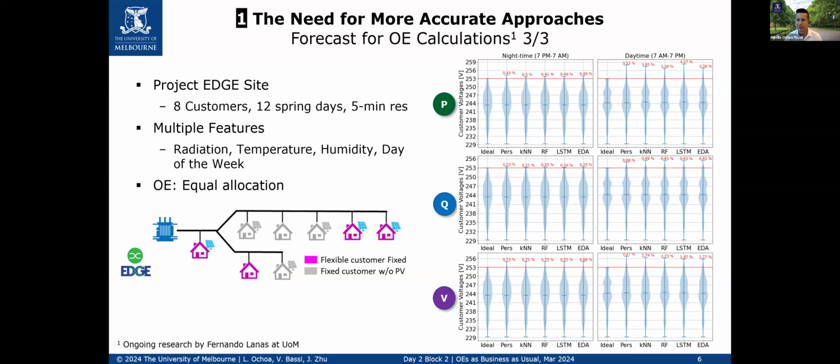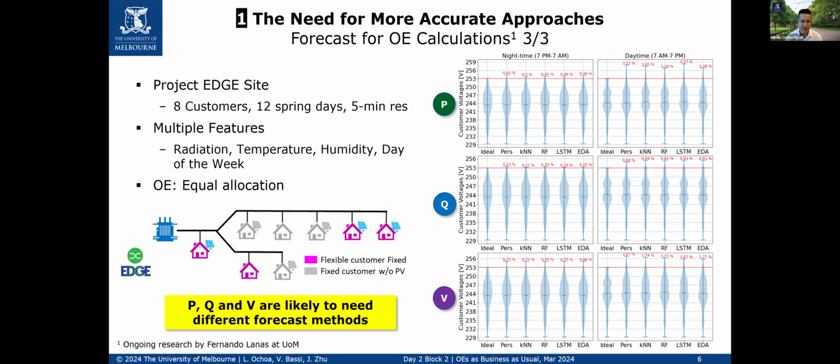And what can work very well, or pretty decent, for active power might not necessarily work for reactive power and might not necessarily work for voltages. So this means that it is very likely that we will need different methods of forecast for the different inputs that we need in the calculation of our operating envelopes. Now, this is important because, of course, traditionally we will just use methods that are very well established. We need to do the corresponding research. And fortunately, we're doing some of the research there.